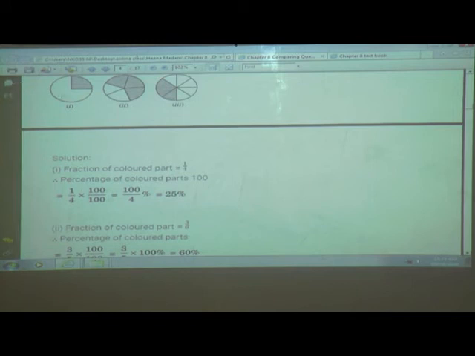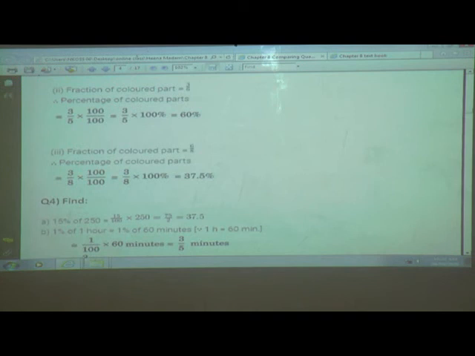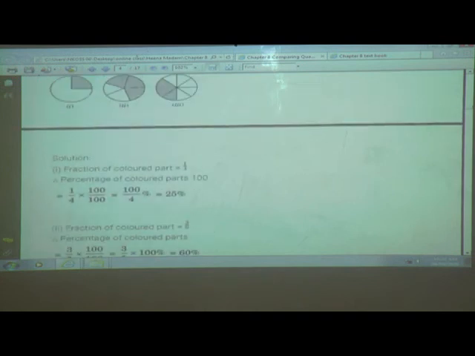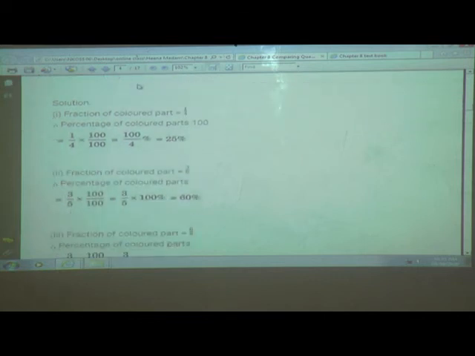We are having the second figure. Here in the second figure, out of 1 2 3 4 5 6 parts, here 3 parts are colored. Sorry, here in the figure 1 2 3 4 5 parts are there. Sorry, out of 5, 3 parts are colored. So what will be the fraction? Here it is 3/5. Here is a printing mistake.